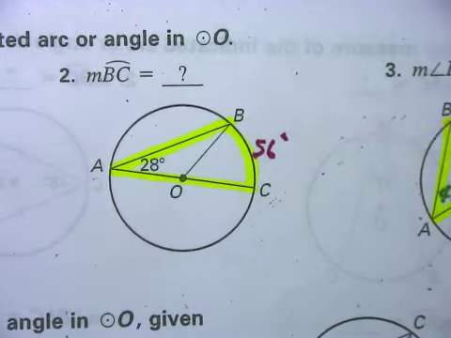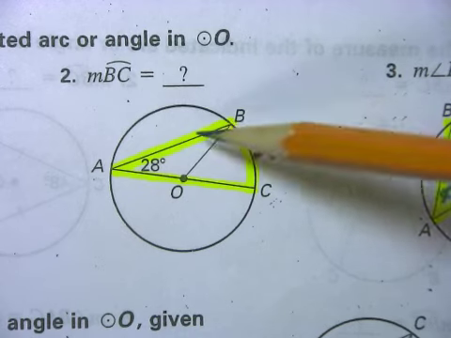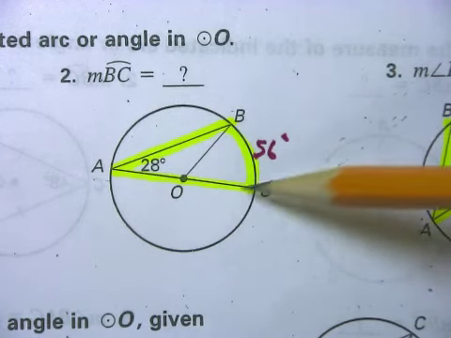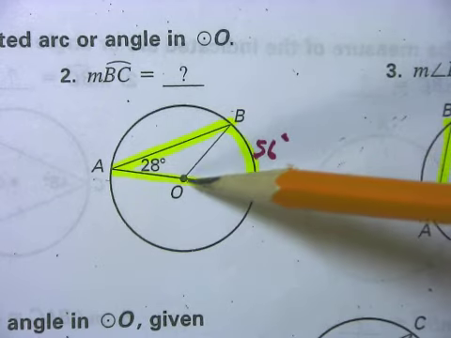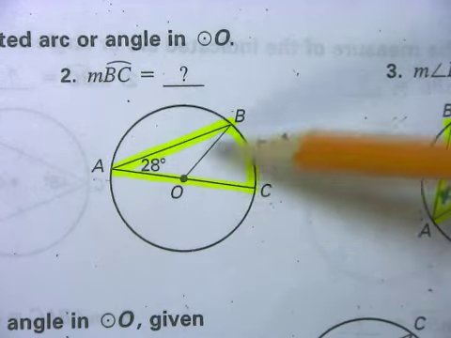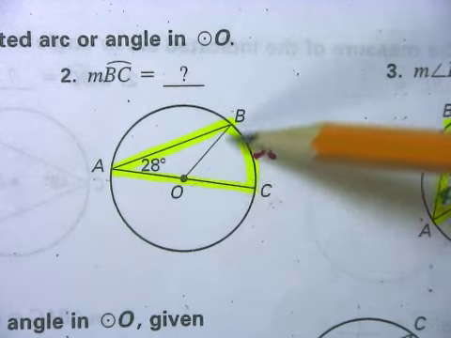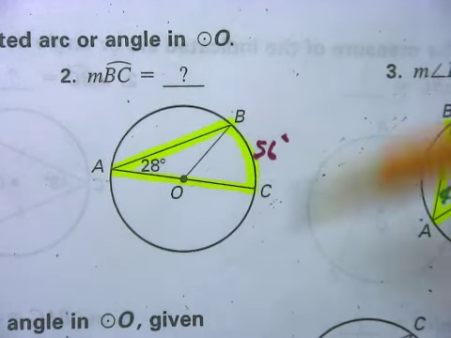Question number 2, they were asking us for the measure of arc BC. Well, here I have an inscribed angle BAC. Some of you might actually be distracted by this line right here, but this line pretty much has nothing to do with this inscribed angle. It's just there as a radius of the circle. It's there to distract you.